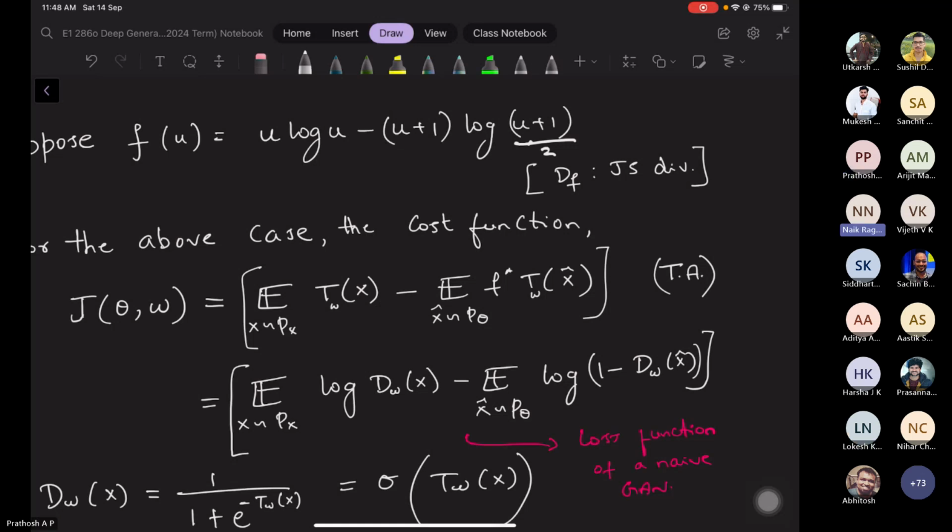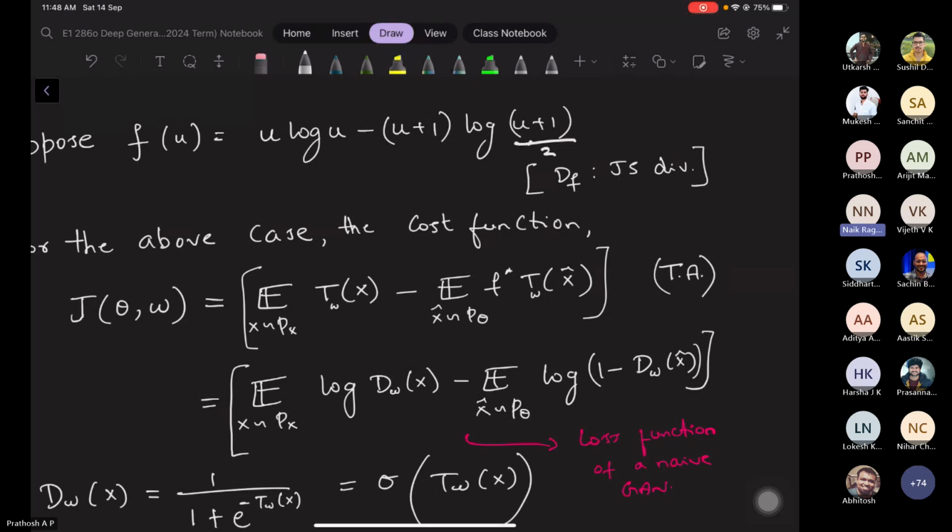Okay, and sigmoid is the only one? Sigmoid is the one for this f function. For this function, sigmoid is the one that you take. For a given f function, it is a fixed mapping. That is why I showed you in that f-GAN paper, they have listed the output activation for different f divergences.